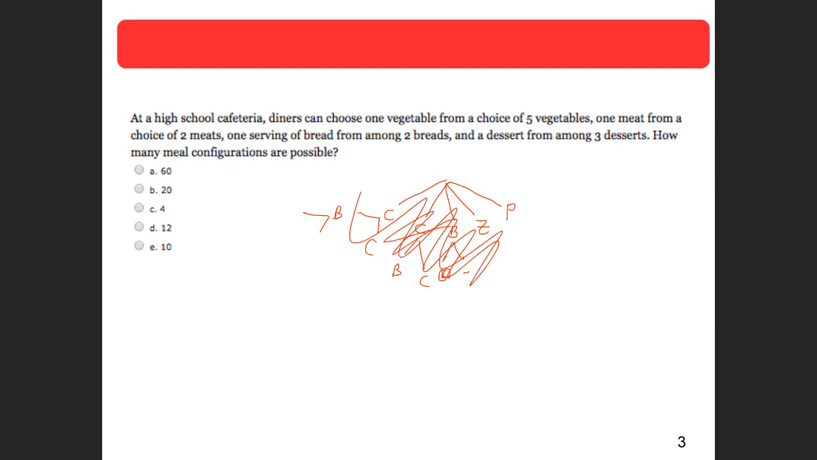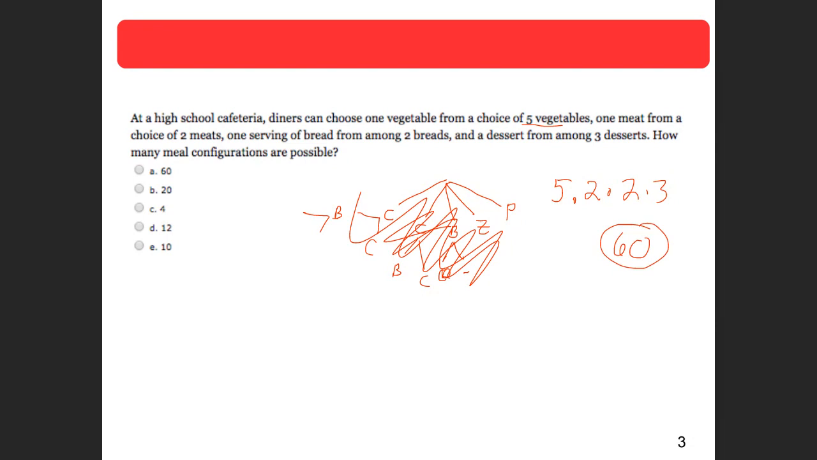We use what's called the fundamental counting principle. The fundamental counting principle says that the total number of ways these can occur is, all you have to do is multiply each one. So I have a choice of 5 vegetables, so I've got 5 times one meat from a choice of 2. So I have 2 choices of meat, 2 choices of bread, and 3 desserts. Now, if I just multiply that up, 5 times 2 is 10, times 2 is 20, times 3 is 60. I have 60 choices.